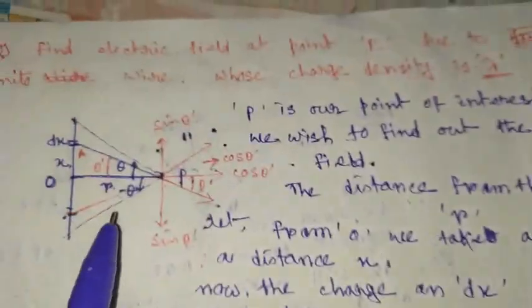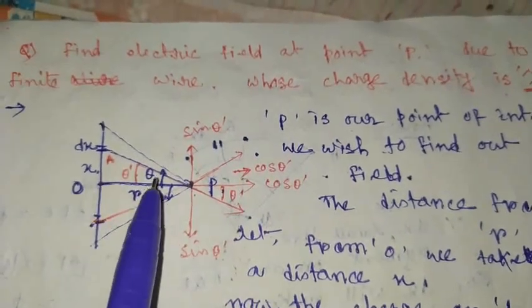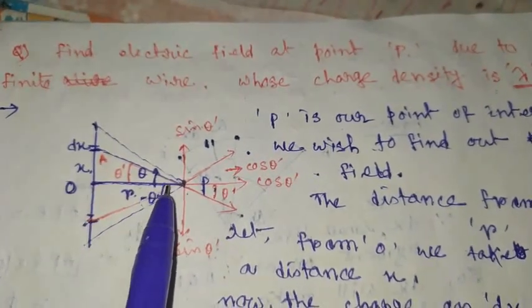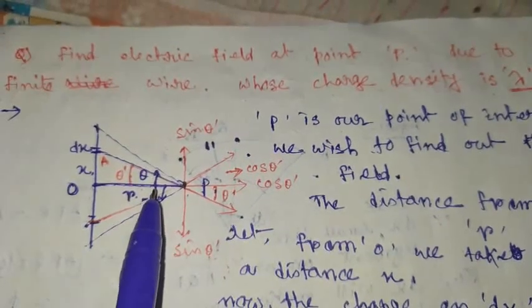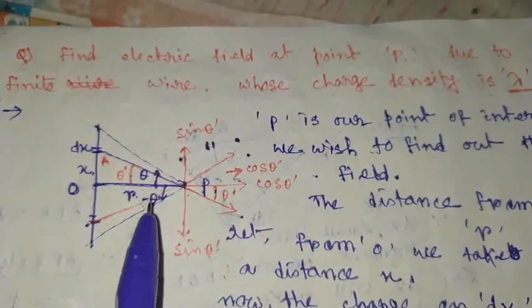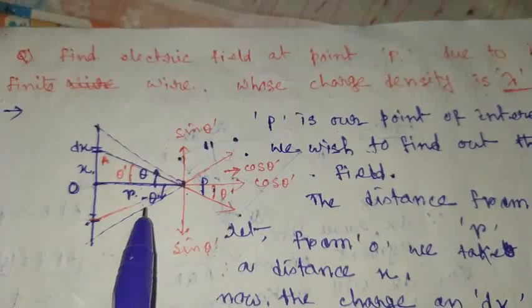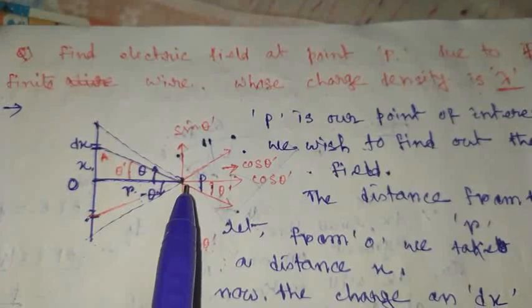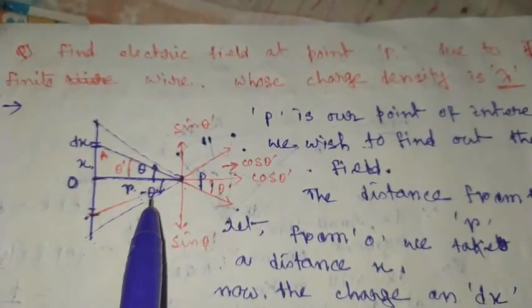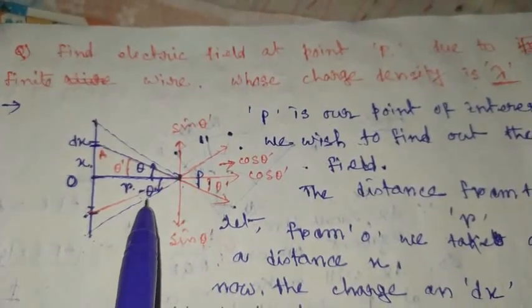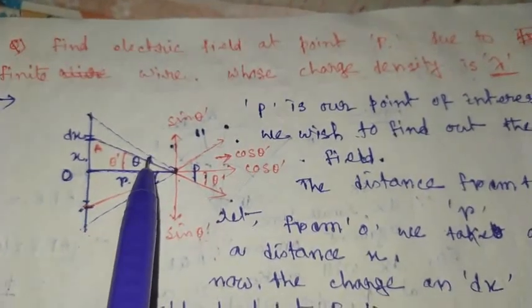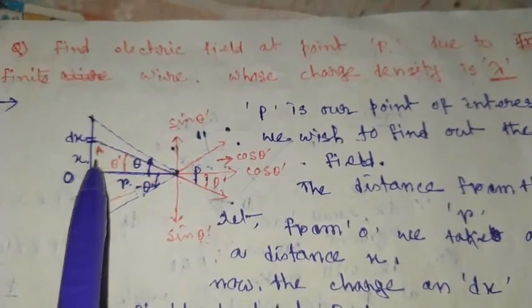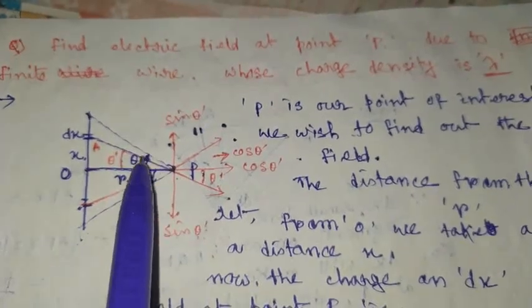Why do we choose this limit, minus theta to plus theta? Because this is in the positive direction and this is taken in the negative direction. That is, if we say this theta is positive, then we have to say this theta is negative. So due to this whole wire, where we have to find the electric field at point P, the integration limit should be minus theta to plus theta. That means the whole wire is covered between these two angles.